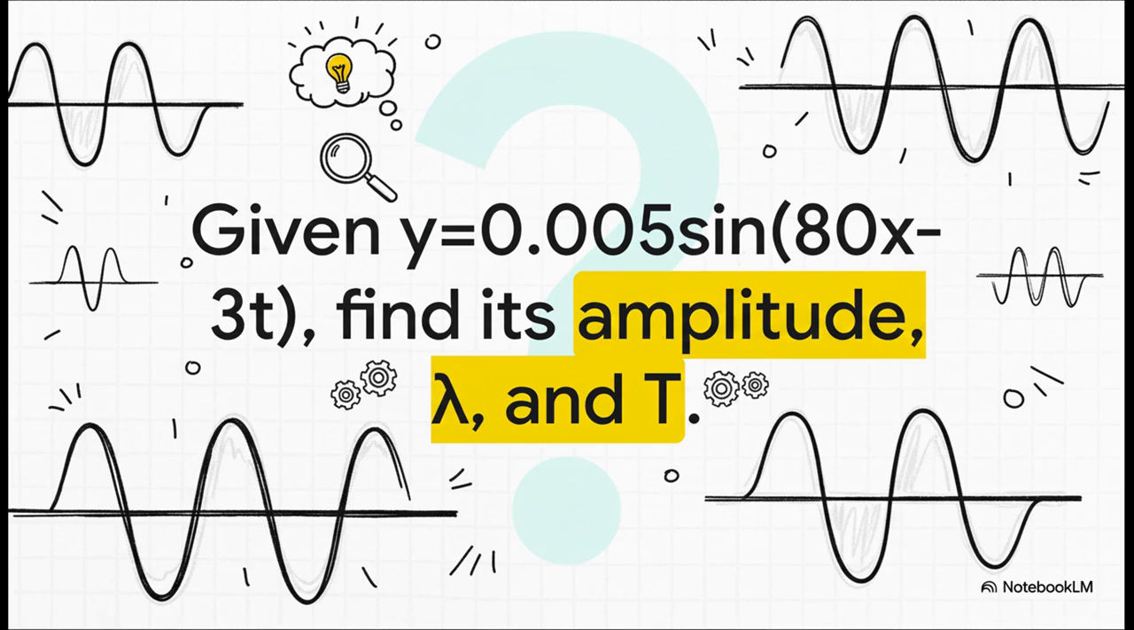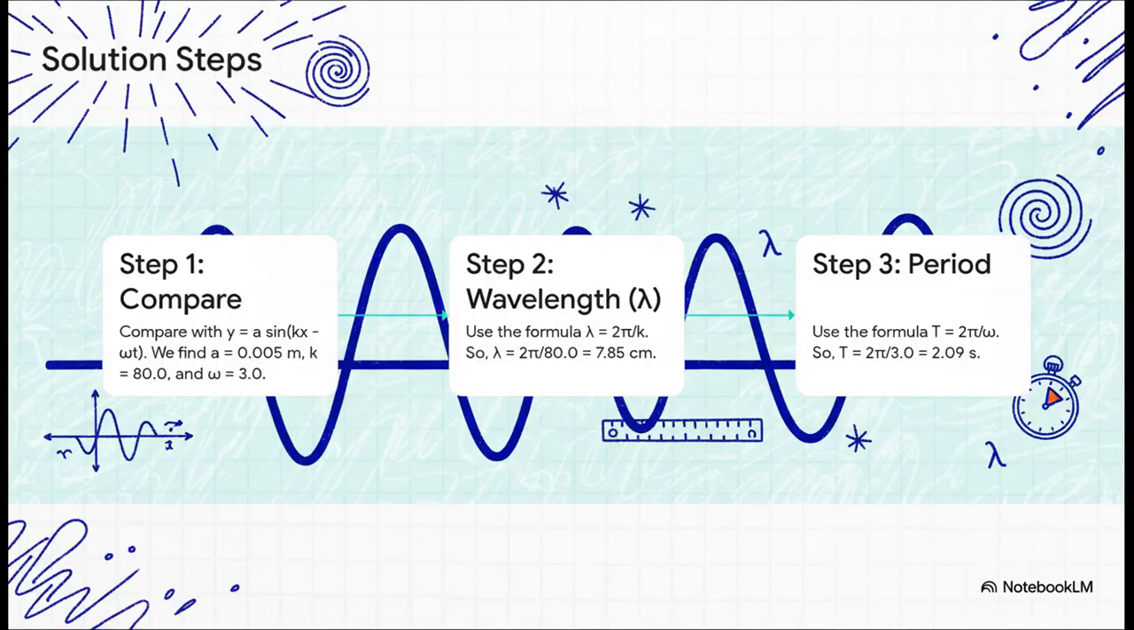This one is straight from your textbook, example 14.2, so pay close attention. And there we go. See how simple that was? Step 1, just look at the equation and match it to the standard one. Right away, you know A, K, and omega.